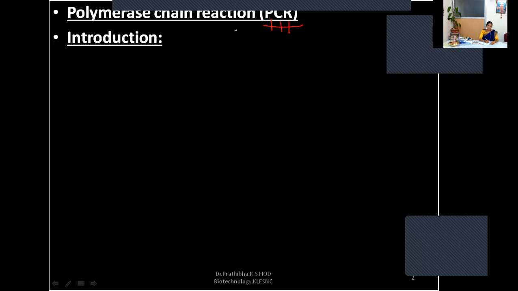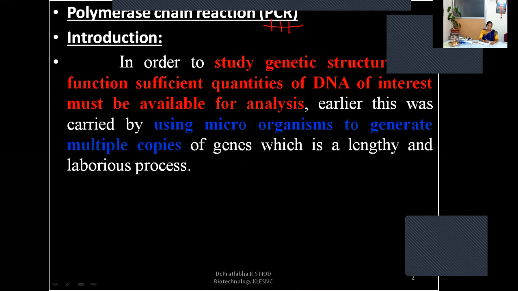Okay, let us go through the introduction part now. In order to study genetic structure and functions, sufficient quantities of DNA of interest must be available for analysis throughout that particular experiment or program, right? For example, in forensic science, if we have a small amount of DNA sample, we cannot check with the different victims. Even while doing research work, we should have enough amount of the sample, right?